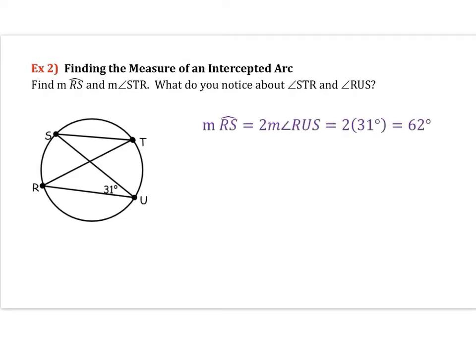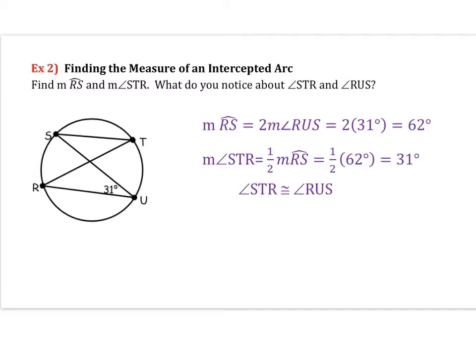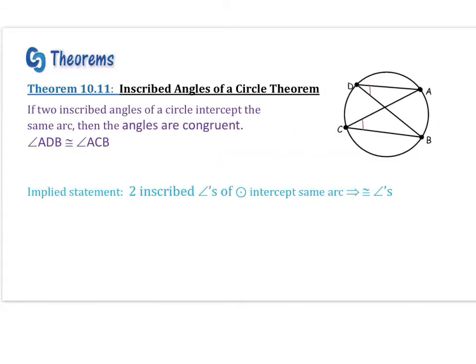So here's all the information. And so what do we notice about these two angles? These two angles are congruent. This leads us into our next theorem, the inscribed angles of a circle theorem. So if two inscribed angles of a circle intercept the same arc, then the angles are congruent. Pretty straightforward.